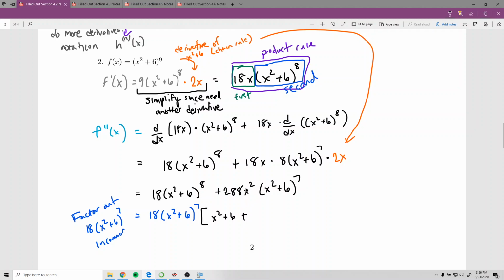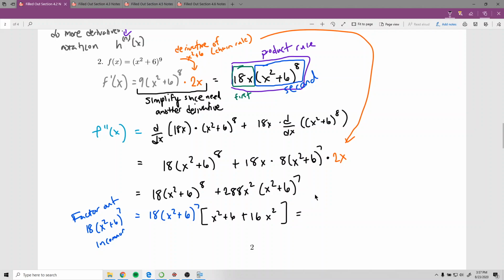In the second term, we didn't take out this x squared at all. We took out all of the x squared plus 6's. And from 288, we took out an 18, which leaves you with 16. If you want to quickly see that, if we took the 18 out right here, we would have the 8 and the 2 left.